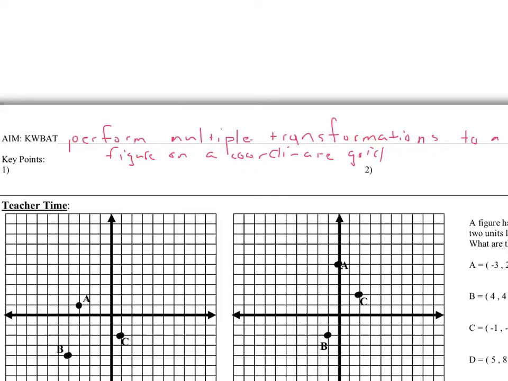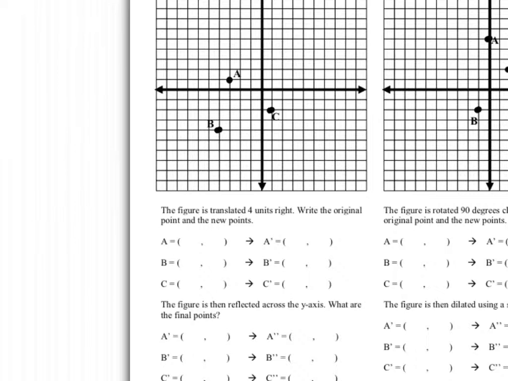Pictures will perform multiple transformations to a figure on a coordinate grid. So what we're going to see today is that we're going to have these figures, and we're not just going to be rotating it. We're not just going to be reflecting it. We're not just going to be translating it. We're not just going to be dilating it.